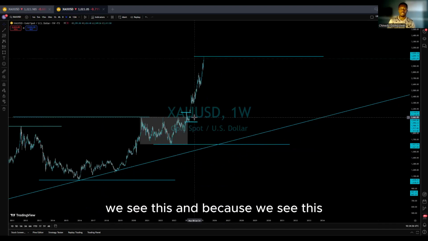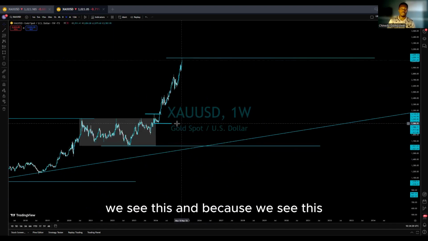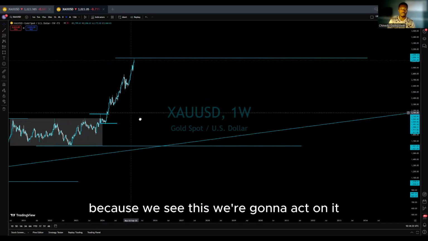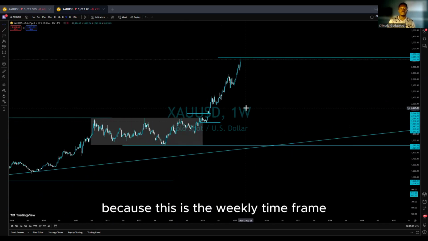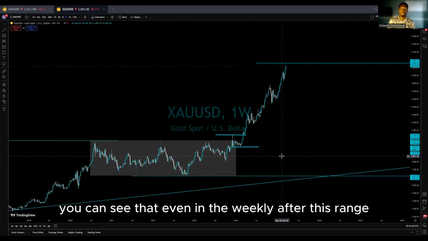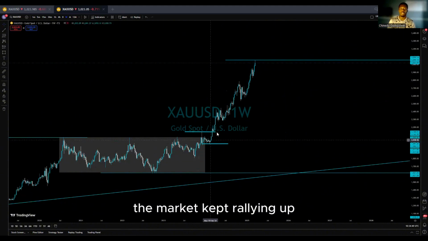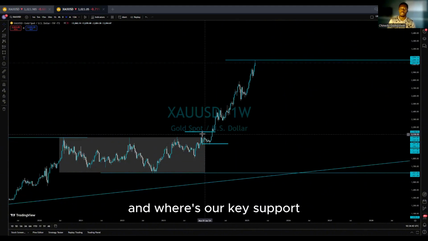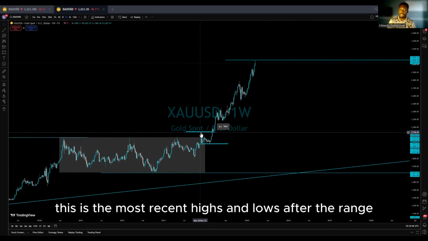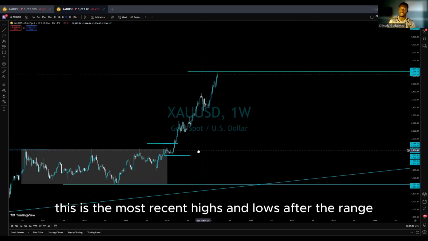We see this, and because we see this, we're going to act on it. Because this is the weekly time frame. Now, right now, we can see something. We can see that even in the weekly, after this range, the market kept rallying up. And where's our key support and where's our key resistance? This is the most recent highs and lows after the range.